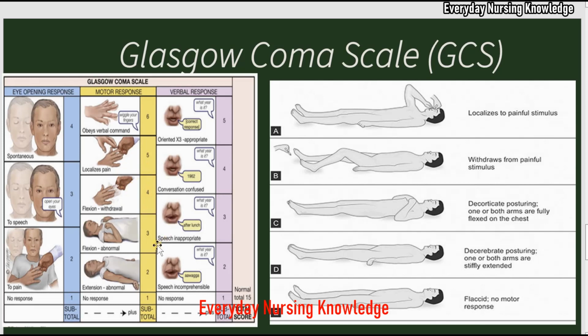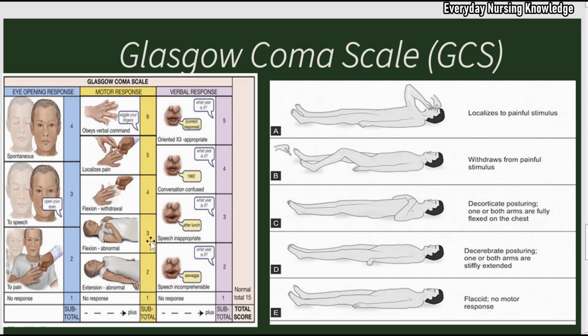Now a score of 3 is when the patient is decorticate. It's called abnormal flexion. So you give a central pressure and you will see flexion of the arm at the elbow, and the arm moves towards the center of the body. So there is a flexion which is abnormal and the arm moves towards the center of the body. This is called decorticate posturing, and this is not a good sign because it indicates damage to the cortex of the brain.